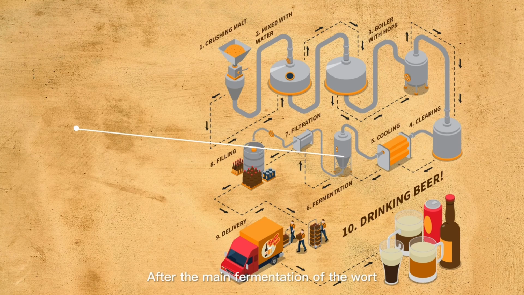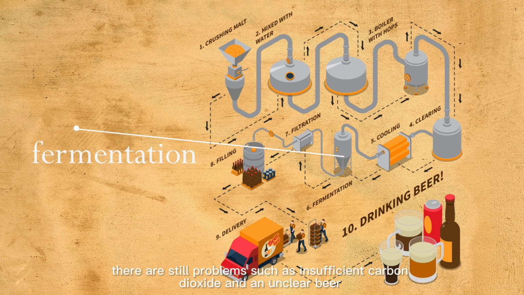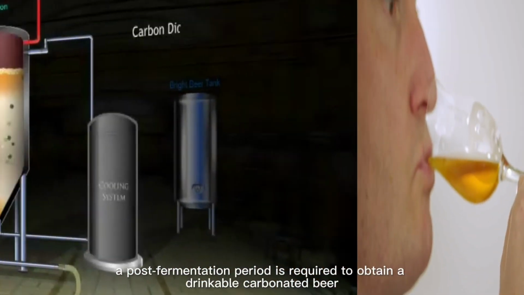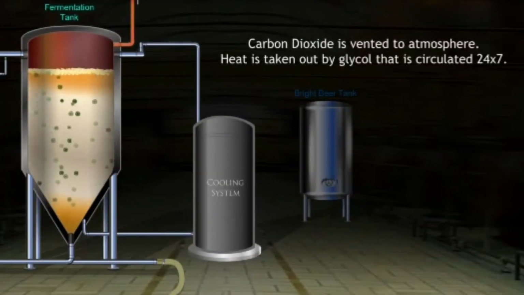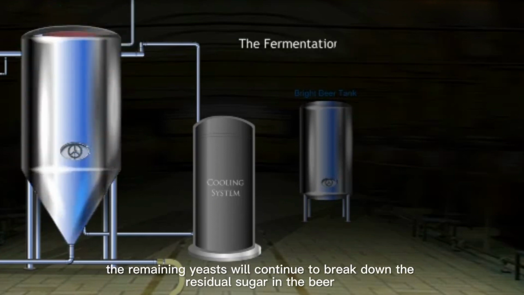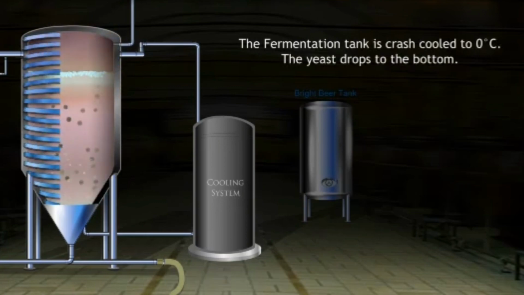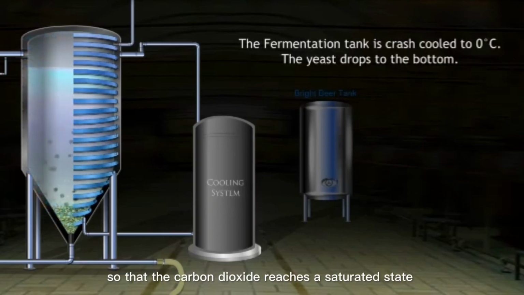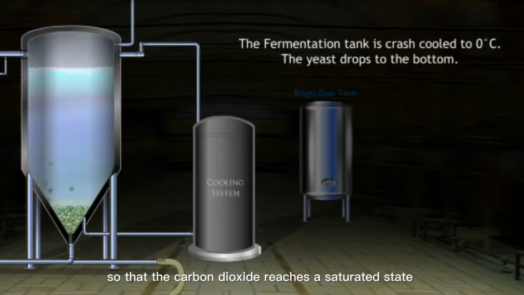After the main fermentation of the wort, there are still problems such as insufficient carbon dioxide and an unclear beer. Therefore, a post-fermentation period is required to obtain a drinkable carbonated beer. During the post-fermentation process, the remaining yeasts will continue to break down the residual sugar in the beer. This continuously produces carbon dioxide dissolved in the beer, so that the carbon dioxide reaches a saturated state.